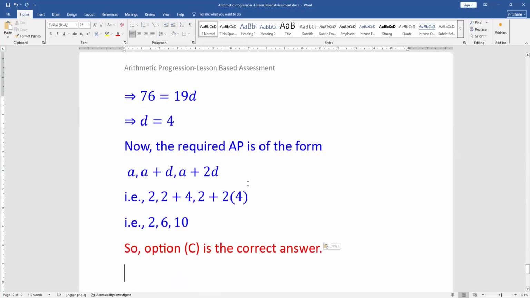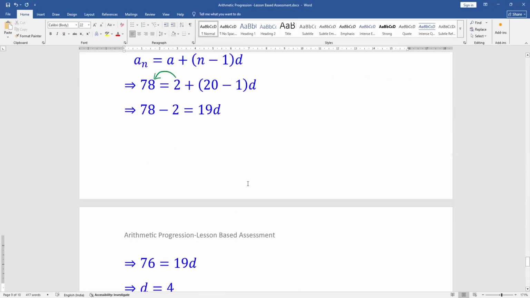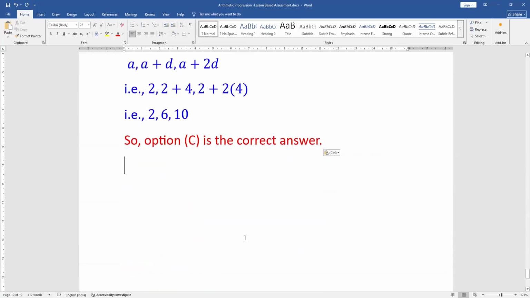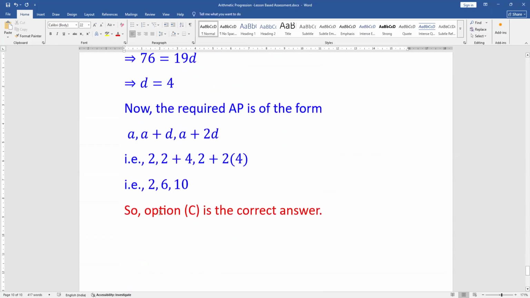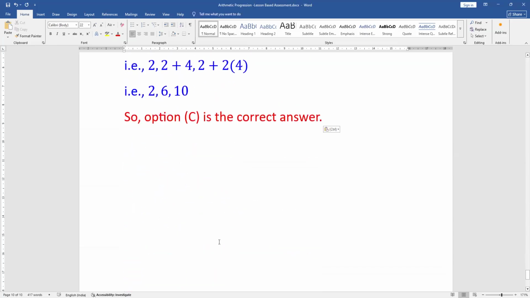This is how we have to do it. In case you need repetition, just scroll the video back, then you can get to know it. Okay, so I move on to the next question.